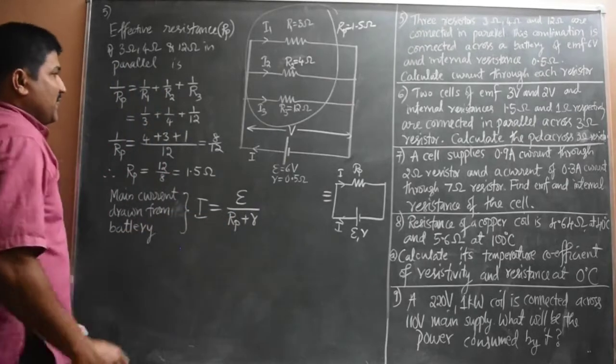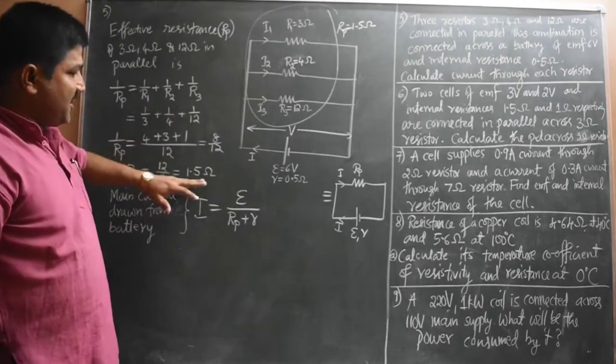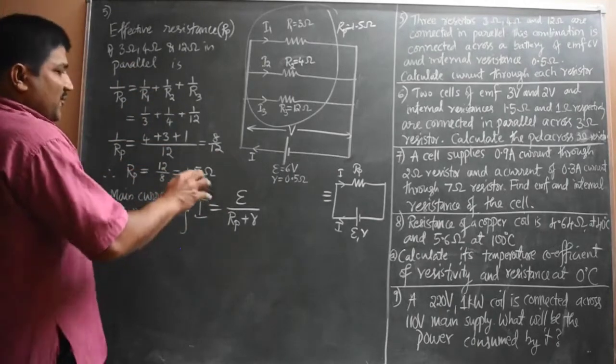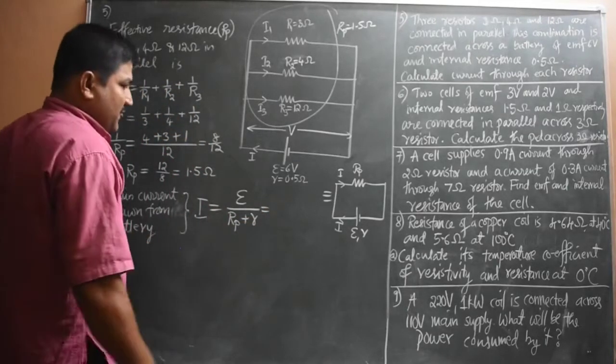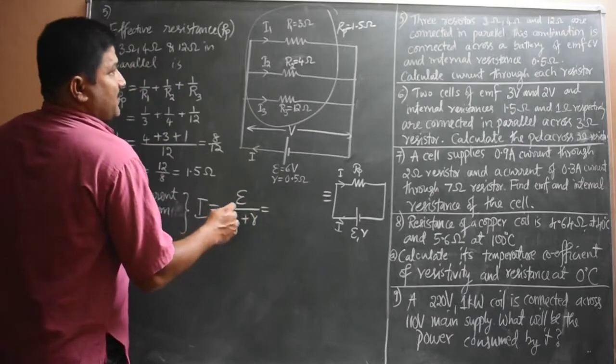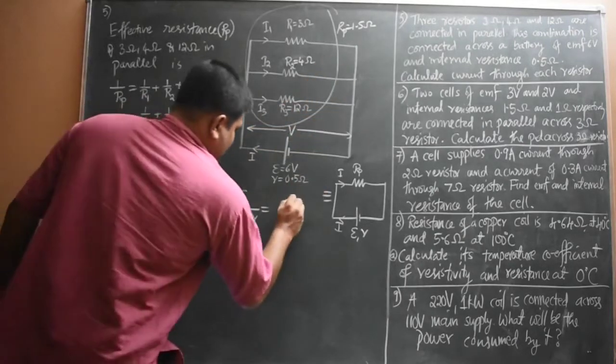So writing the formula is compulsory. For this formula 1 mark will be there. For the substitution and simplification 1 mark, like that. So writing the formula is very much important from the examination point of view. So EMF epsilon is given for this battery, it is 6 volt.